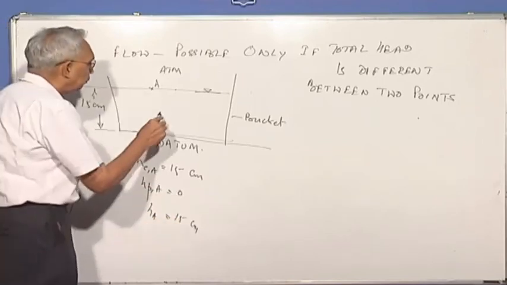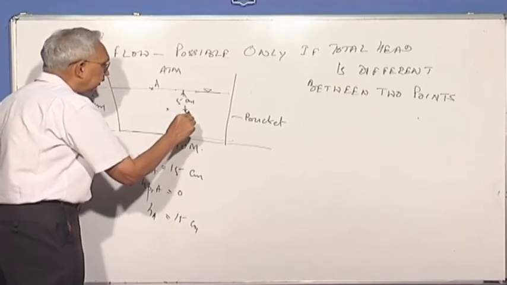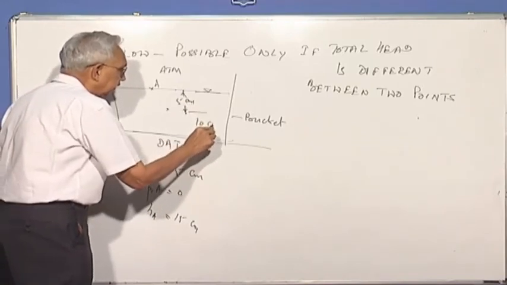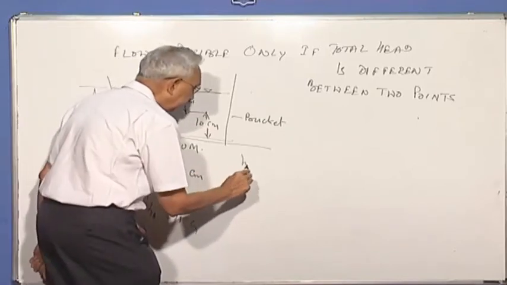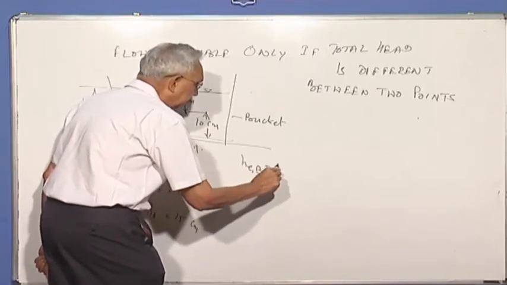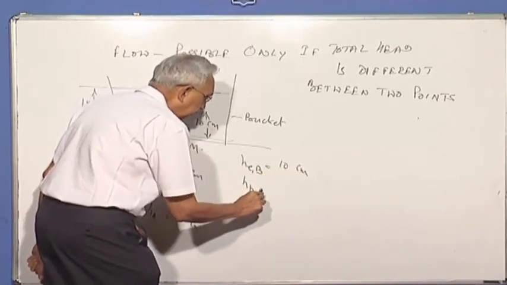Now let's look at a point which is maybe 5 centimeters from the top, which means the elevation is 10 centimeters. Let's call this point B. What is the elevation head at point B? It's equal to 10 centimeters. What is the pressure head at point B?